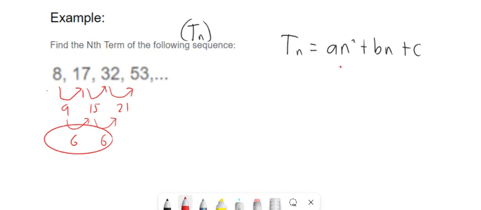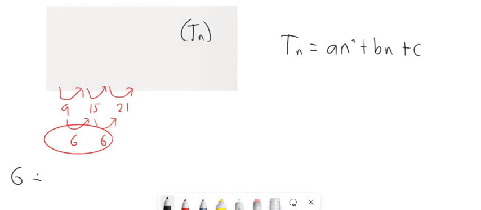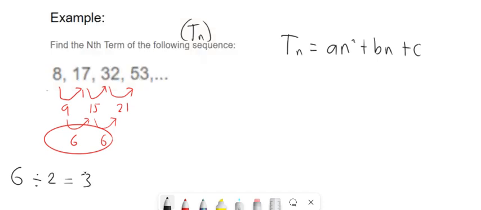To get the a term, and you have to remember this, we're going to take the second difference, which is 6 in this case, and divide by 2. We get 3. You just have to remember that. So a is equal to 3. Therefore our t to the n will be 3n squared plus bn plus c. So that's the a got. Now we have to figure out what the b and the c are.